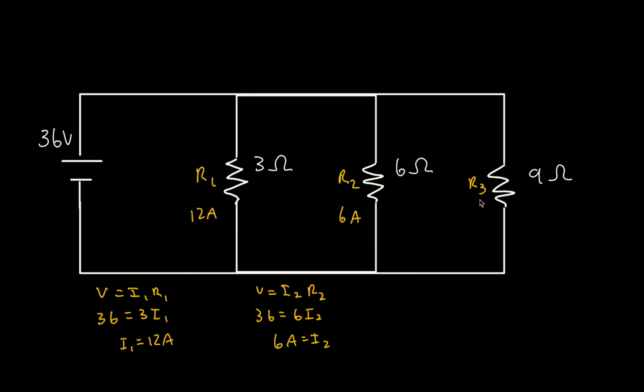And over here in our resistor 3, we're going to have same thing using Ohm's law. So this is going to be I3R3, and this is going to be 36 equals 9. We're looking for the current. So over here, our current is going to equal 4 amps. So we have 4 amps over here. Now, we know the amount of current that is flowing through each of these resistors.